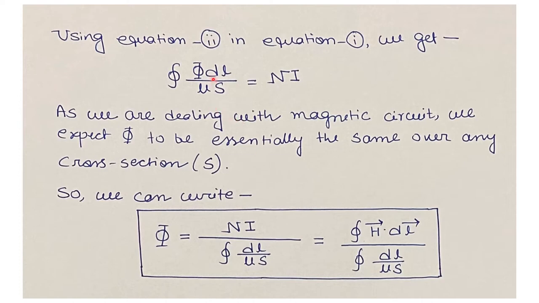So we can take the phi term outside of the integration, so we get phi equals NI divided by the closed path integral of dl by mu S, which is basically the closed path integral of H vector divided by the closed path integral of dl by mu S.